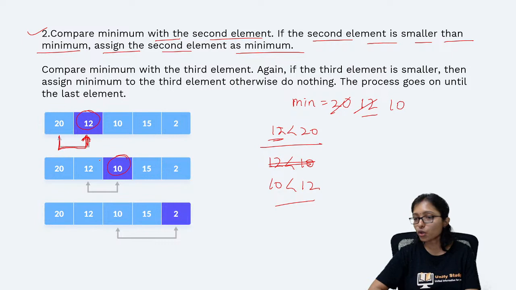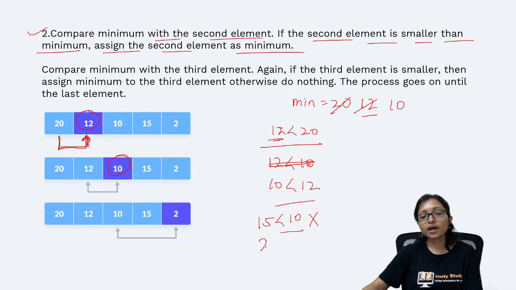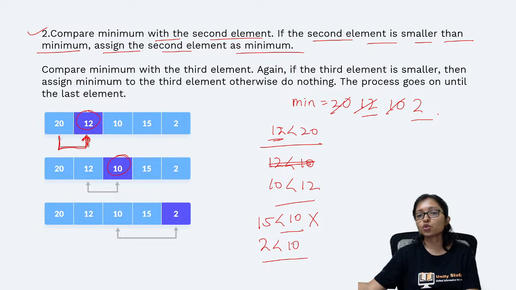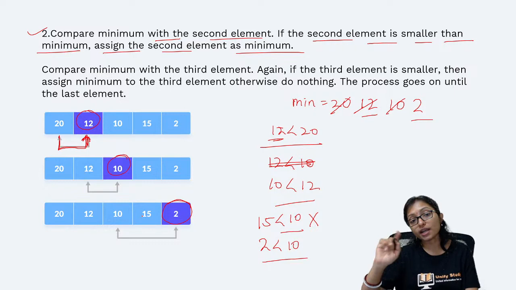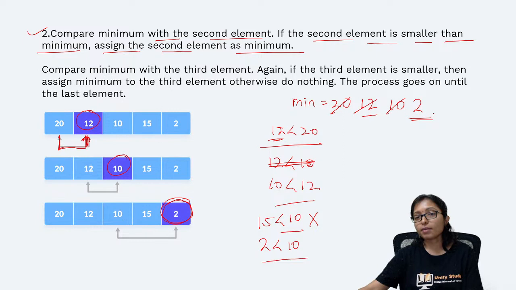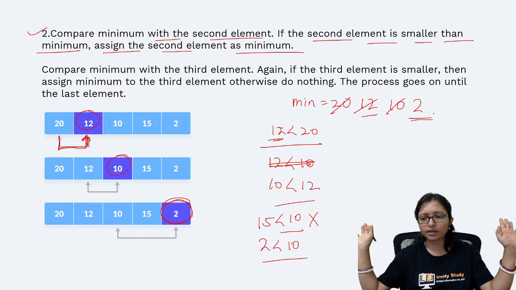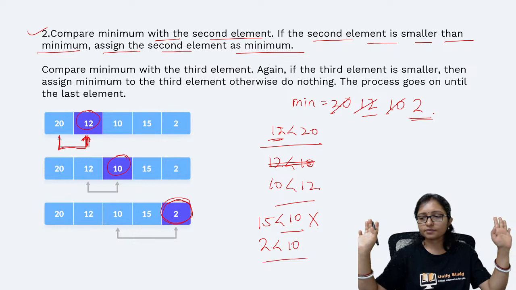Now you are comparing: is 15 less than 10? No, 15 is not less than 10, so no need to update. Now you compare: is 2 less than 10? Yes, so you update it to 2. So you are getting the smallest element, that is 2. You got the minimum in the first iteration, and it is 2. Clear? Simple. I hope it is very clear to everyone.